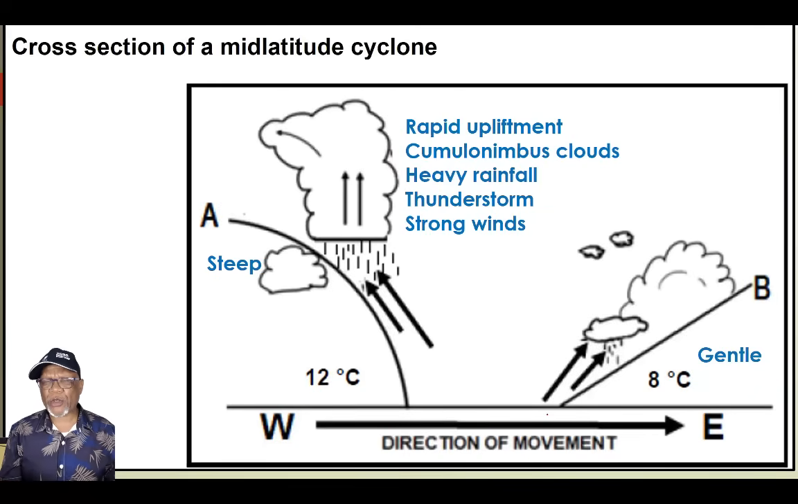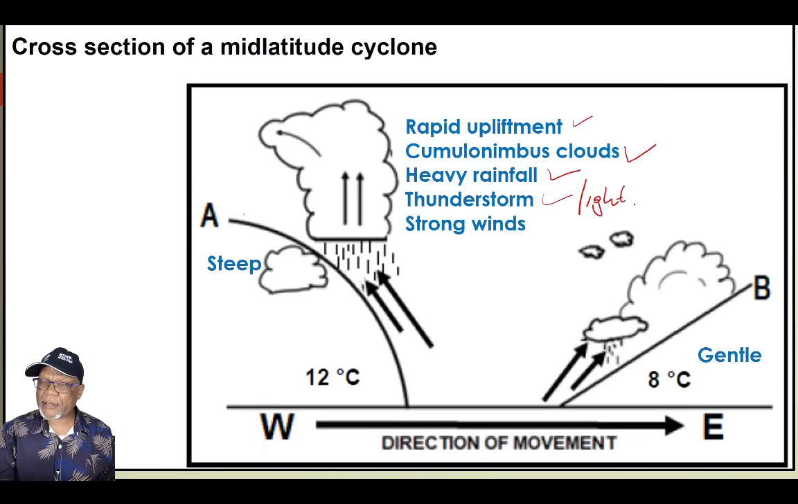And then because of the steeper gradient, there's going to be a rapid upliftment of air. And because of rapid upliftment of air, we're going to get cumulonimbus clouds, and we're going to have heavy rainfall, and we're going to have thunderstorms and lightning. So this is what you will get. And then also, characteristics, you'll get strong winds.